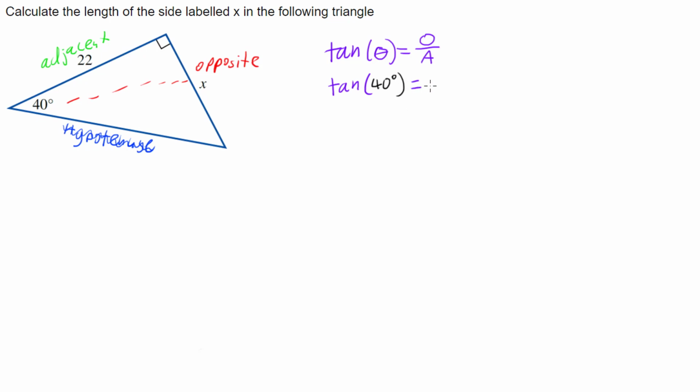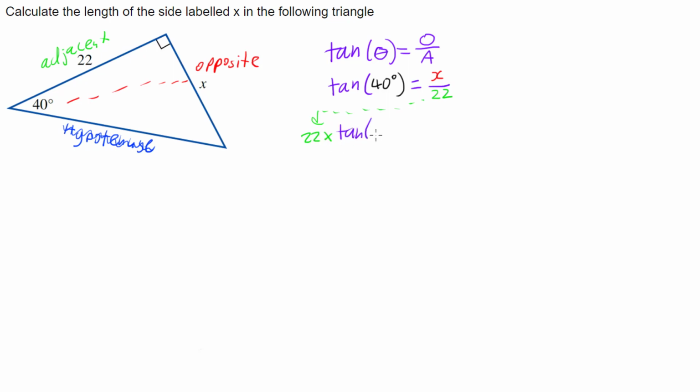Then that's equal to my opposite side. My opposite side is my unknown x, divided by my adjacent side, which is my known 22 unit length. So now I just need to isolate x. I know what 22 is, and I know that tan 40 gives me a number. Because I'm dividing the x by 22, I want to do the opposite of divide, which is multiply. So I'm going to take that 22, and I'm going to bring it and multiply it on this side of my equation.